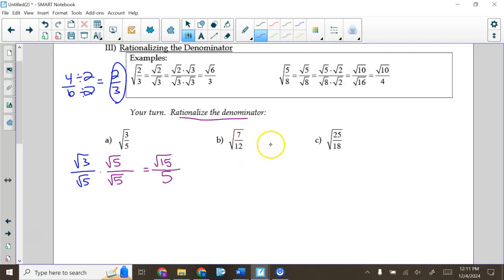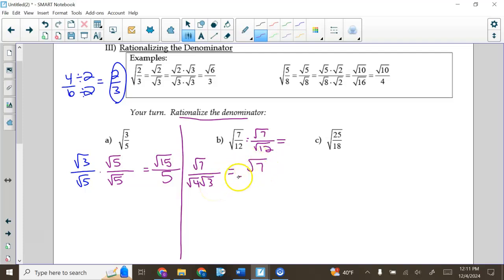Okay, for B, this one's a little trickier because that 12 can be simplified. So I would recommend trying to simplify it first. I get square root of 7 over, we can break up that 12 to be square root of 4 and square root of 3. So we get square root of 7 over 2 times the square root of 3. There we go. So now I've got it simplified as much as I can, but again, I have that radical in the denominator.